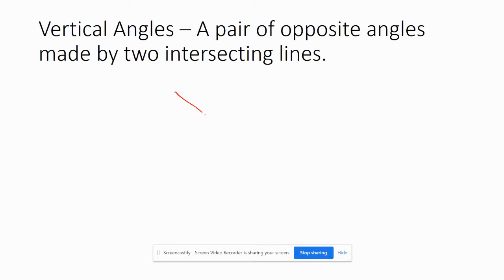So if I have two intersecting lines, let's say like this, this angle would be vertical with this angle. And if this angle is 68, this one would have to be 68. Okay. Now, just as these two angles are vertical, this one and this one, right?